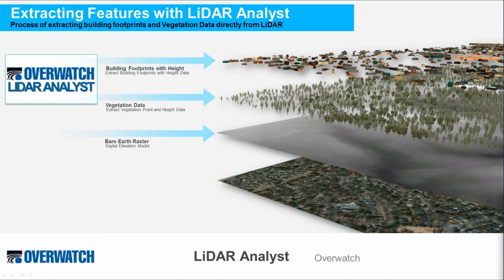All right. Okay, so just to sum up again, this is what lidar analyst extracted from this Charlotte, North Carolina data set, which is a little bit higher quality than the South Carolina data set we looked at earlier. It extracted building footprints with heights, vegetation data with the heights. We also extracted bare earth, which was used to extract those buildings and tree points.